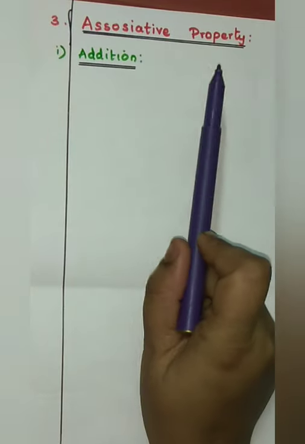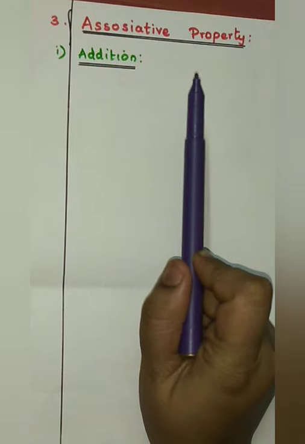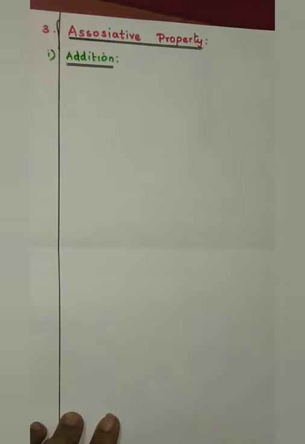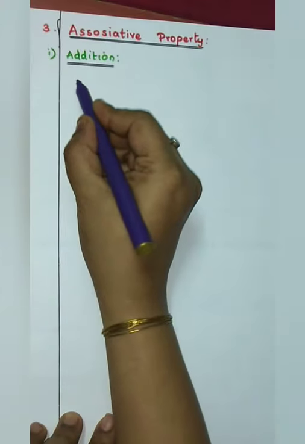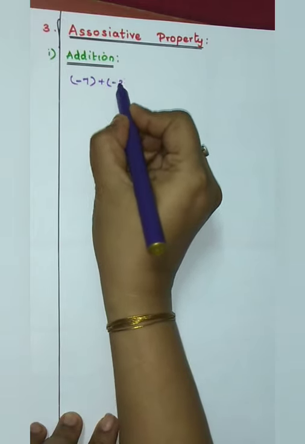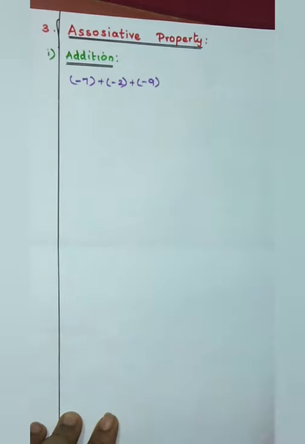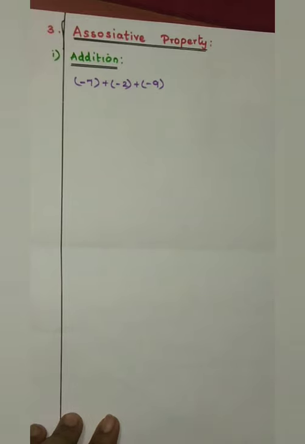Third one, associative property. Associative property says that regrouping of integers does not change the value. What happens when we add three integers? For example, let us take minus 7, minus 2 and minus 9. Let us check whether it gives the same value when they are added in any way of grouping.